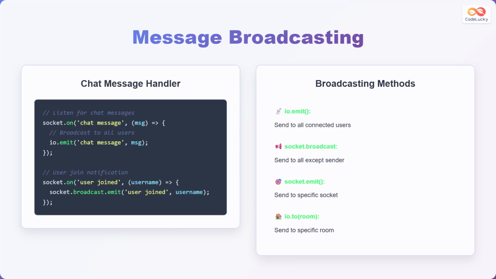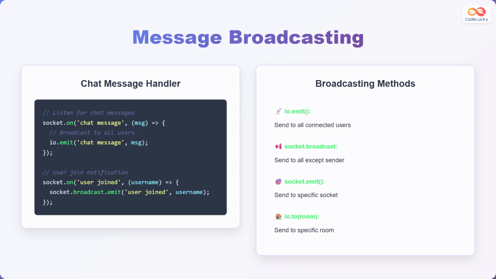Let's see how we can implement message broadcasting. We'll listen for chat messages using socket.on and the chat message event. When a message is received, we'll broadcast it to all connected users using io.emit. Additionally, we'll implement user join notifications. When a new user joins, we'll broadcast a notification to all other users using socket.broadcast.emit.